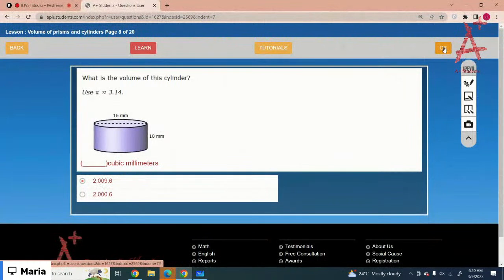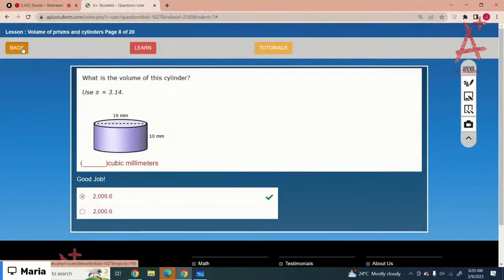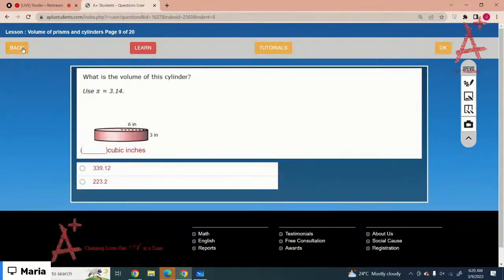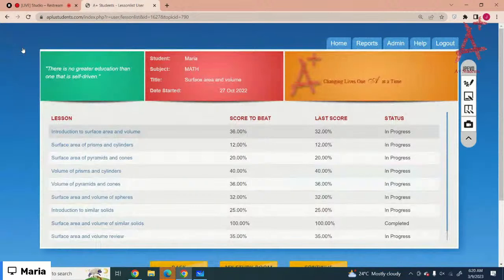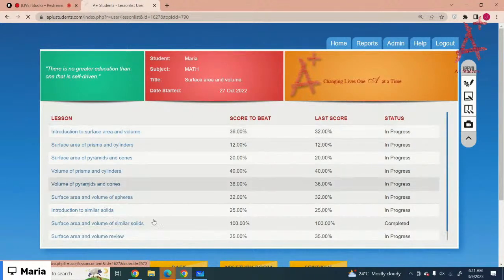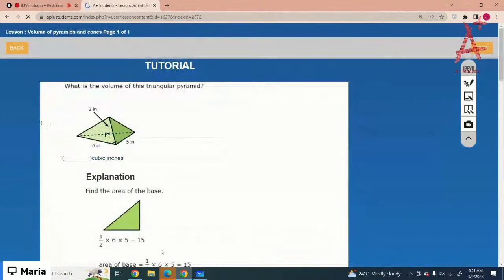Okay. You can complete the test by yourself later today. Let me move on to the next lesson. And the next lesson is volume of pyramids and cones. Let's start with the volumes of pyramids and cones.